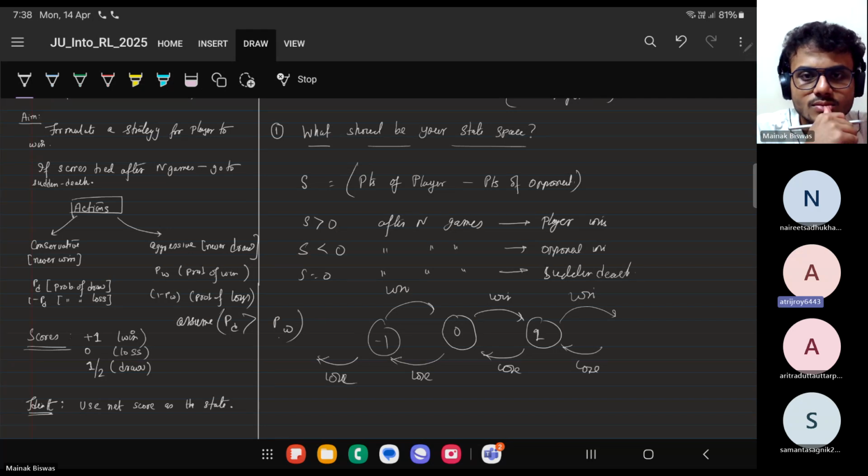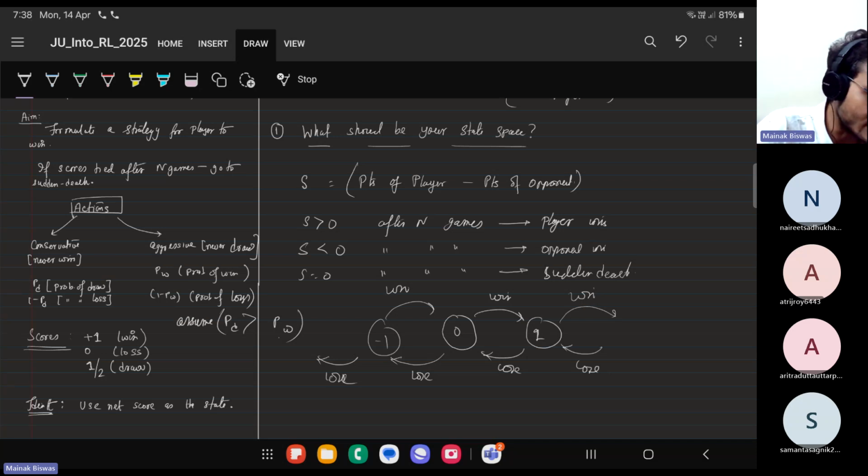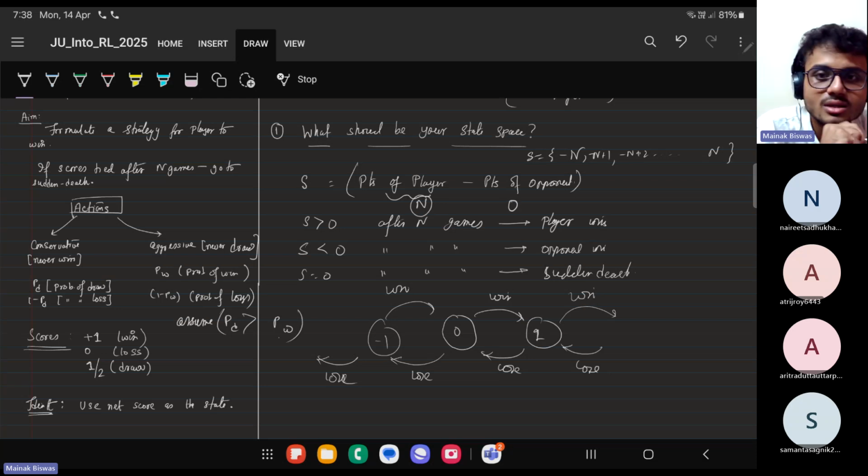We are deciding what the player should do after n games. Oh, no, not after. So what is the state space? The state space is the difference of the scores. It can be 0, it can be minus n. If player 1 loses all the games, your state would be minus n. Else it would be minus n plus 1, minus n plus 2, and so on till n. If player A wins all games, you will get n points and your opponent will get 0 points, so S will be n.